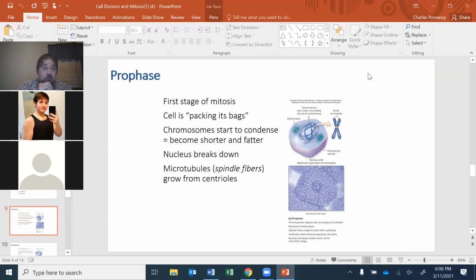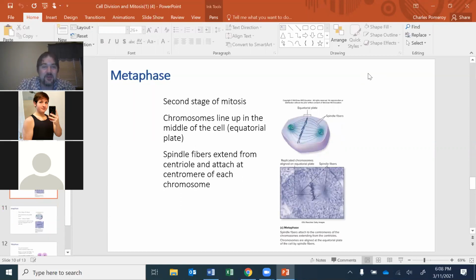You can sort of tell it's prophase because it looks like there are these little worms collecting towards the middle. And then what's cool is you go into what's called metaphase, where the chromosomes basically line up in the middle of the cell. It's an incredible thing. This is the second stage of mitosis, metaphase. All the chromosomes will line up in the middle.